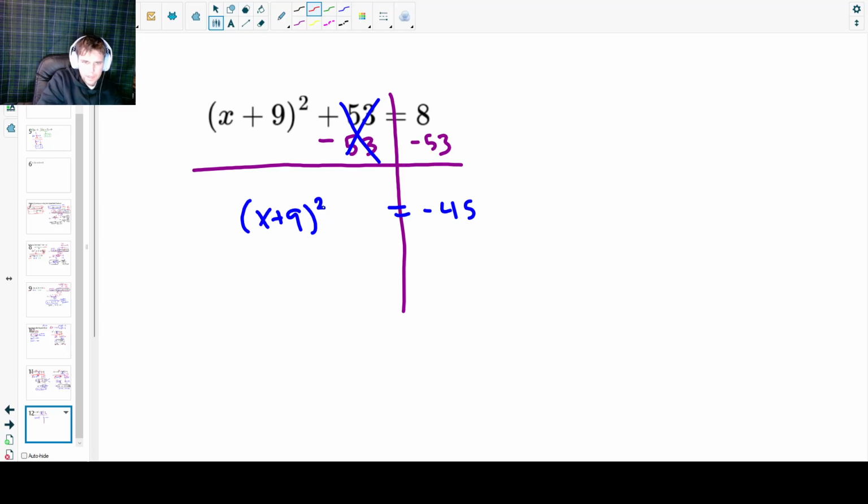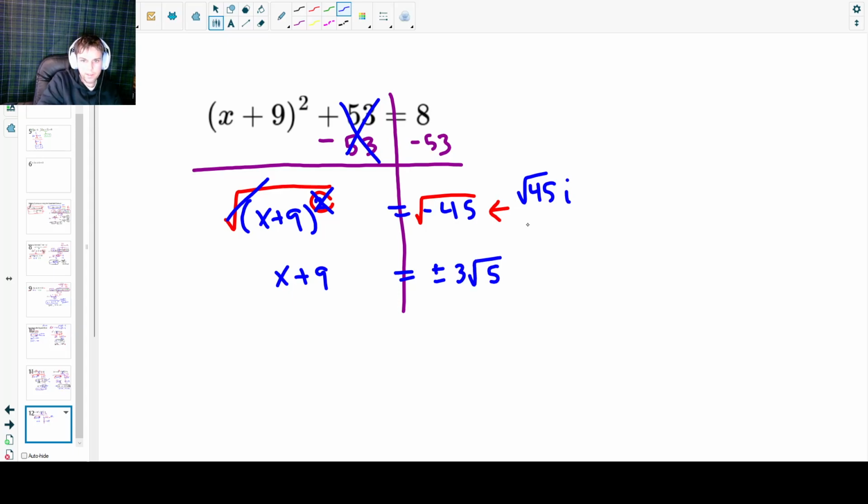Okay, now it's time to cancel out that squared. So we take the square root. And yeah, look here, square root of a negative number. We are going to get an imaginary number involved in our solution. Okay, over here, we get x plus 9 because that squared cancels out with our square root. And, right, we got to take the square root of the positive version, and we got to stick an i on that. So we're going to get plus or minus 3 root 5. That is our simplified version of that. And then we'll put an i with that.